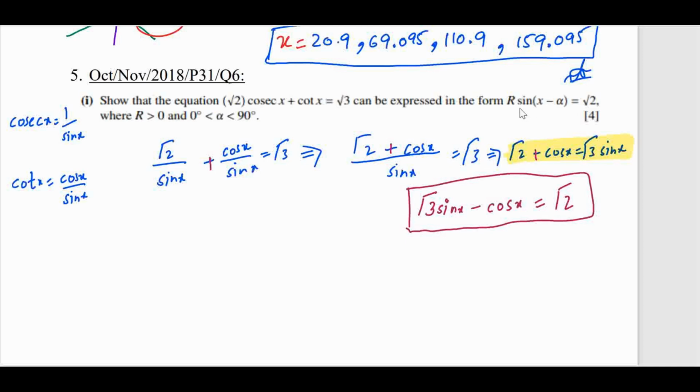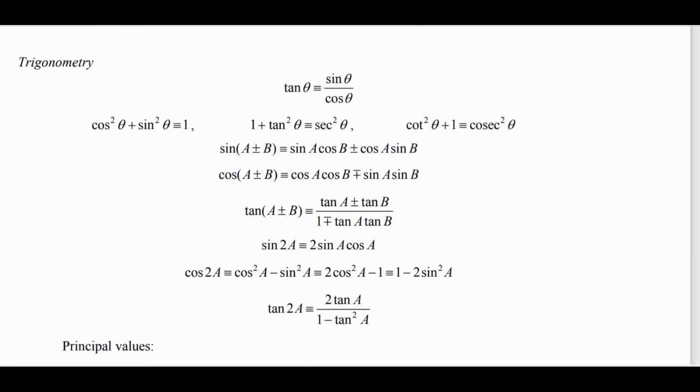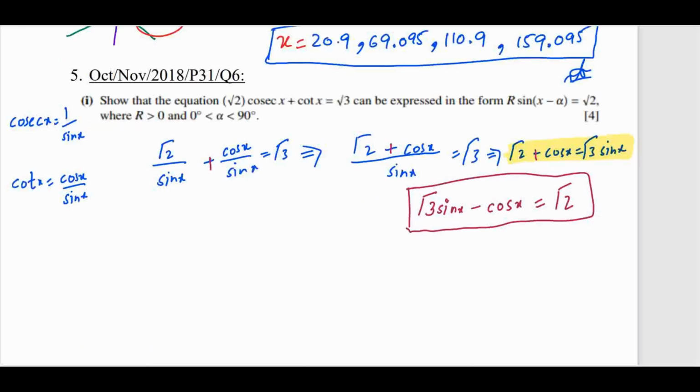Now let's open the other form, this one. So this one is, we know the identity. This one is the identity that sine alpha plus beta is equals to what? Now we can write this one as r sine, this one is sine alpha minus beta is equals to sine alpha cos beta minus cos alpha sine beta.